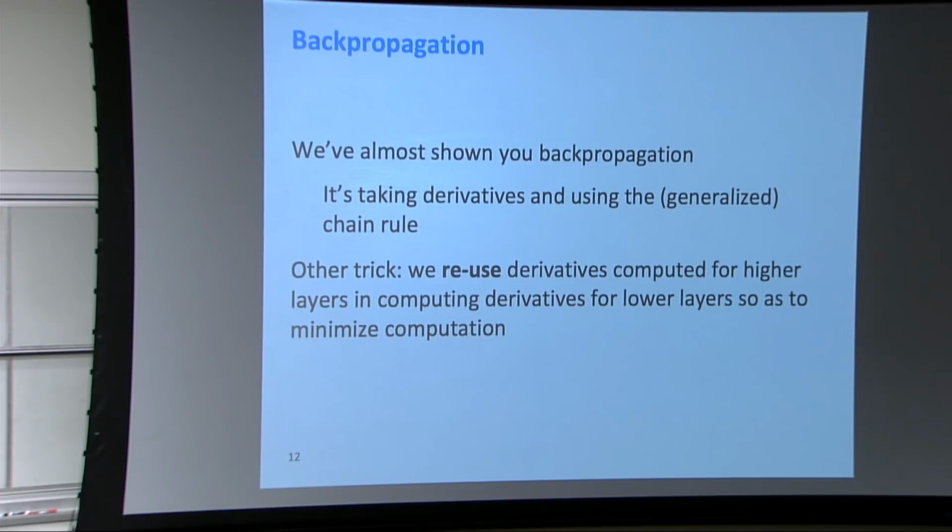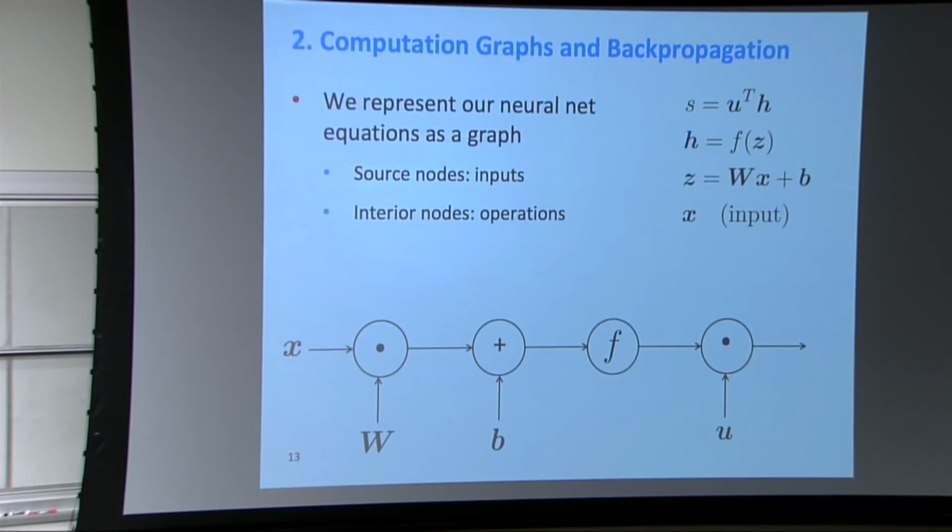Okay, so at this point, that's almost shown you backpropagation, right? Backpropagation is really taking derivatives with a generalized chain rule, with the one further trick, which we represented with that delta, which is, gee, you want to be clever in doing this so you minimize computation by reusing shared stuff. But now what I want to move on to is how we can do that much more systematically, which is this idea that we have a computation graph and we're going to run a backpropagation algorithm through the computation graph.